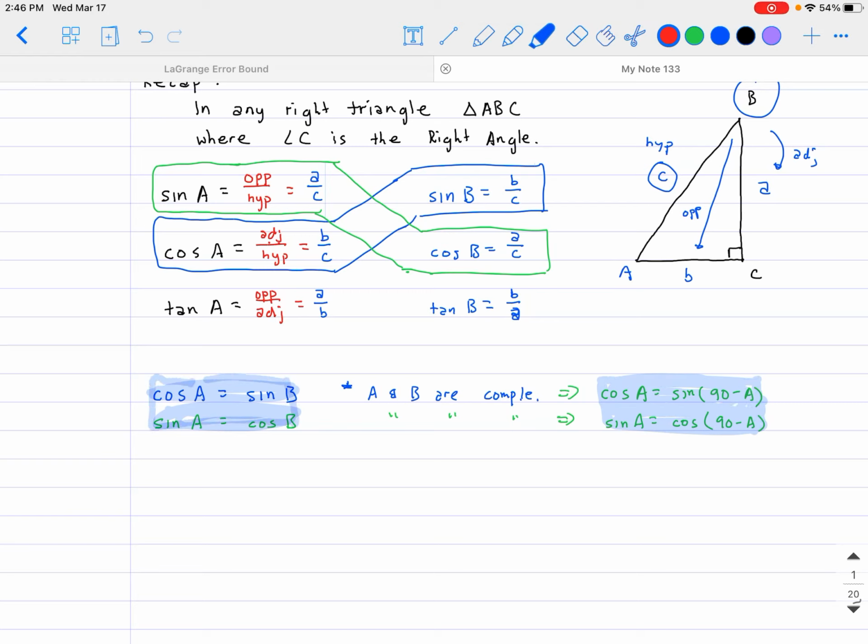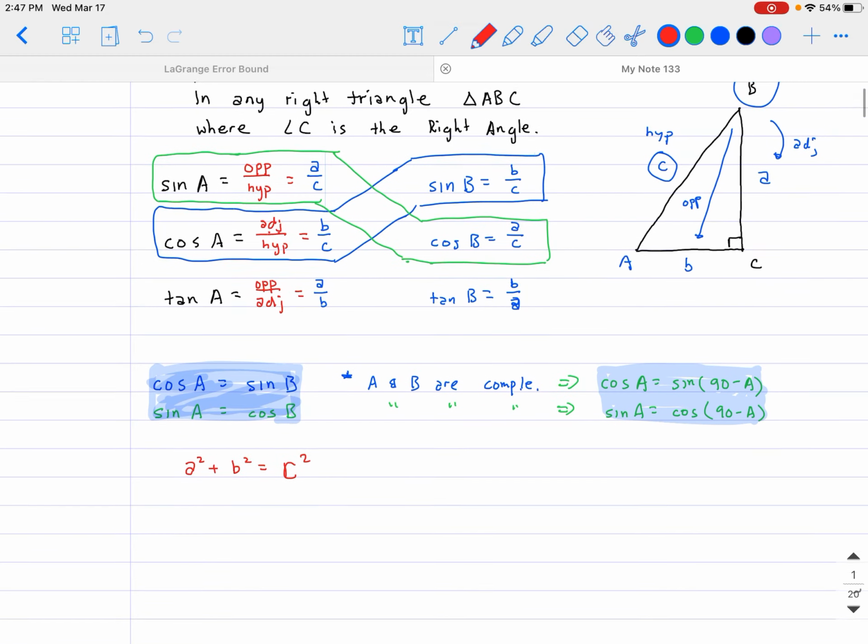Then, are there any other relationships between these trig ratios? The answer is yes. In addition, notice that the triangle that we're using right here is a right triangle. So what that means is that we can actually use the Pythagorean theorem for this. So if I were to look at the Pythagorean theorem, a squared plus b squared is equal to c squared.